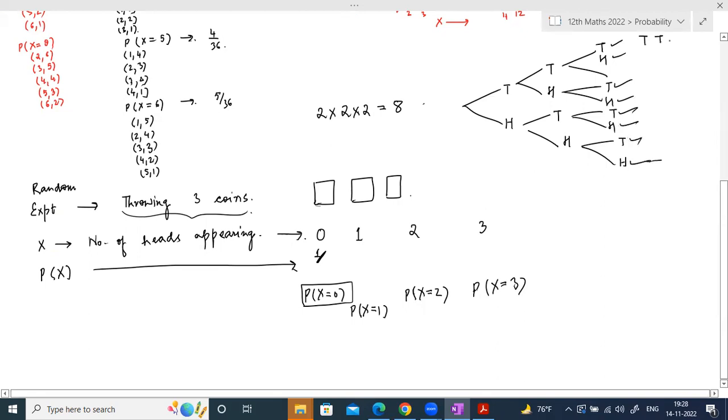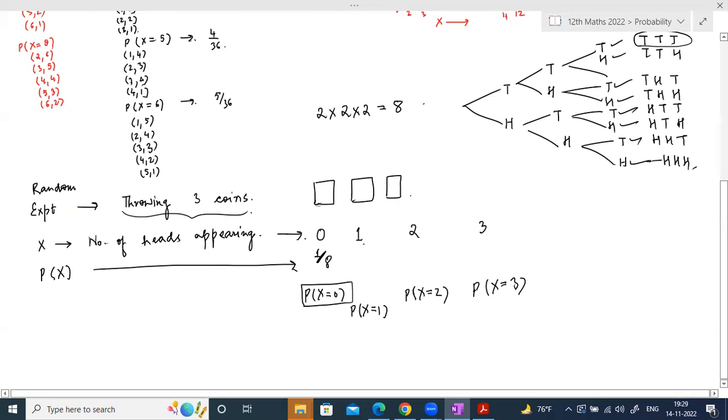Let's list them also. TTT, TTH, THT, THH, HTT, HTH, HHT, and HHH. Now we have listed the outcomes and the job becomes very easy. In how many outcomes is no head coming? Just one. So 1 out of 8.